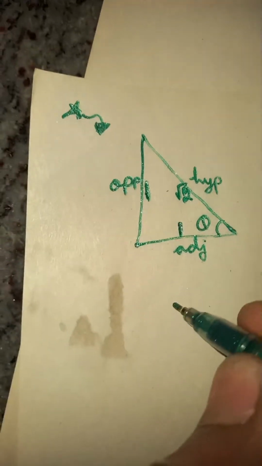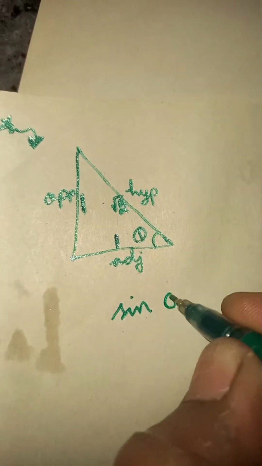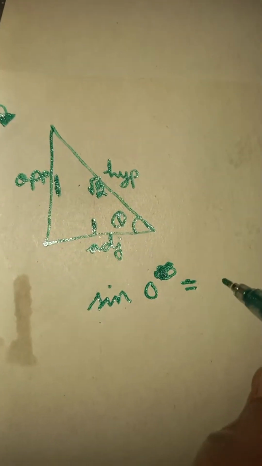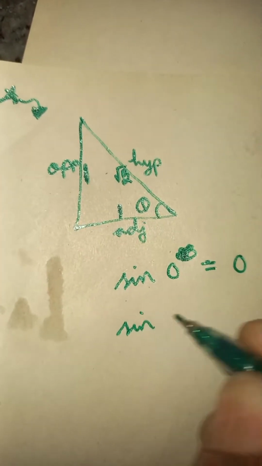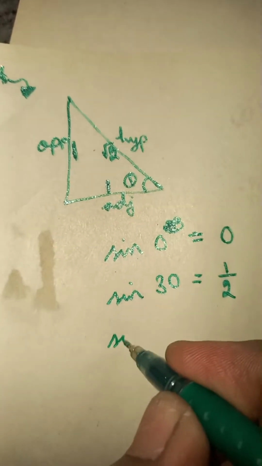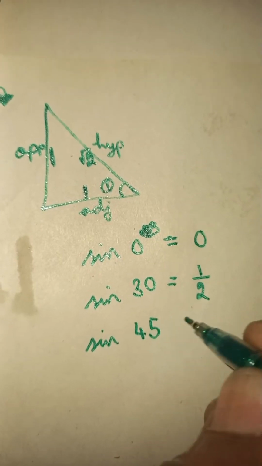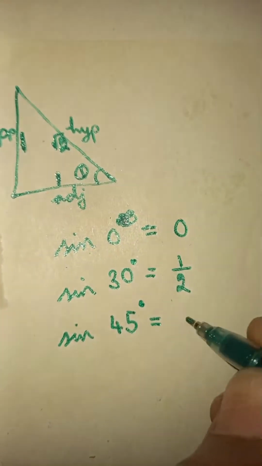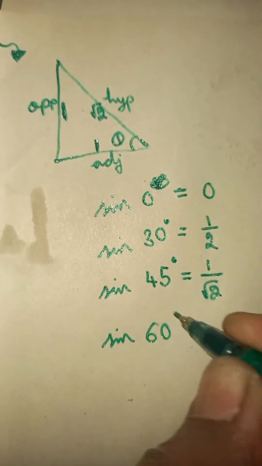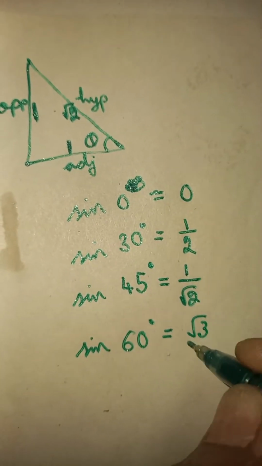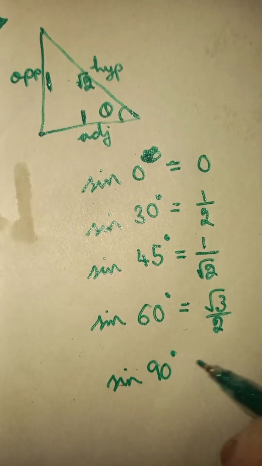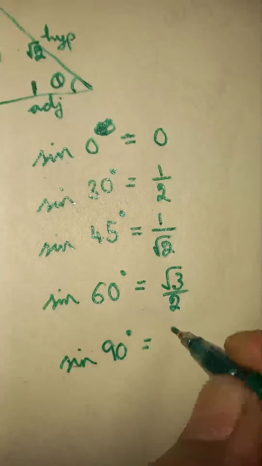Let's find out different angles. Sine of 0 degree remains as 0, sine of 30 degree becomes half, sine of 45 degree becomes 1 by root 2, sine of 60 degree will be equal to root 3 by 2, and sine of 90 degree will be equal to 1.